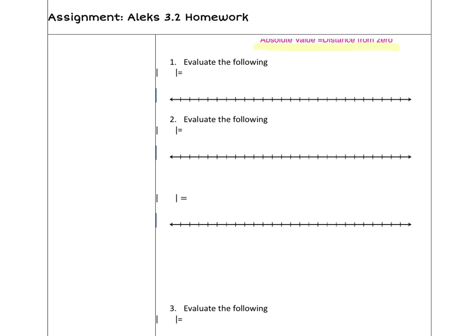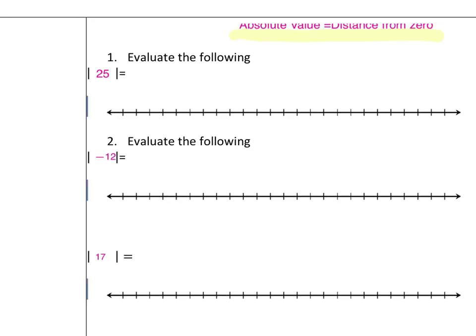All right, let's put some numbers in here and see how you do. Evaluate these three. From what we've already done, what's the absolute value of 25? What's the absolute value of negative 12? And what's the absolute value of 17? Okay, go. You should be able to do this in about 30 seconds, probably a minute at most. If you have to, draw it, but go ahead.